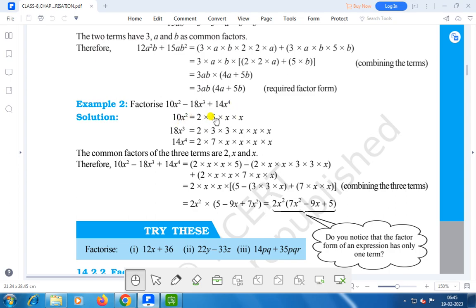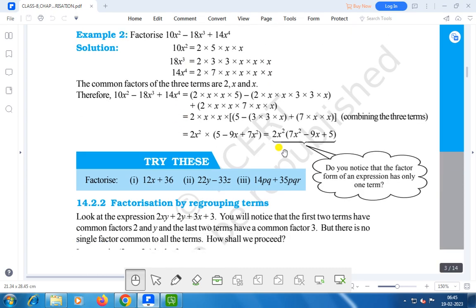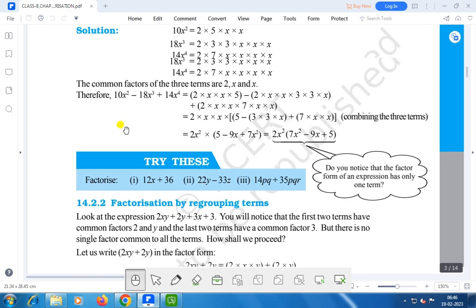10x square is 2 into 5 into x into x. 18x cube can be written as 2 into 3 into 3 into x into x into x. 14x to the power 4 is 2 into 7 into x into x into x into x. The common factors of the three terms are 2, x and x. Therefore, 10x square minus 18x cube plus 14x4 can be written as 2x square into 5 minus 9x plus 7x square. In this way, you can find the various factors.